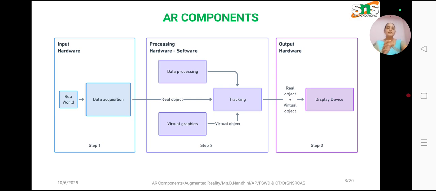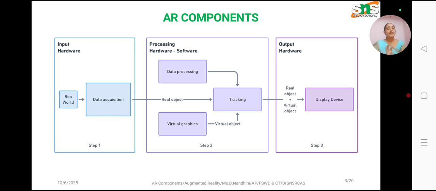So this is another way of looking at AR components. It is also classified into 3 types: input hardware, output hardware, and processing. In input hardware, it is capturing the real environment data. It is the data acquisition, and this data is transferred to the processing stage, which enables tracking technologies, and with the help of tracking technologies, it is also capturing the real objects and the virtual graphics.